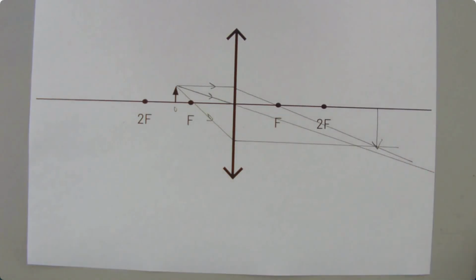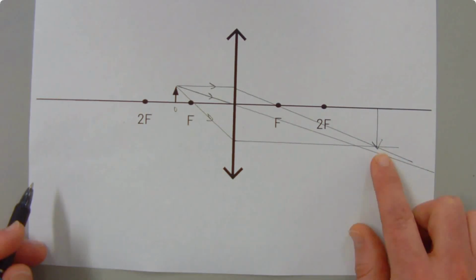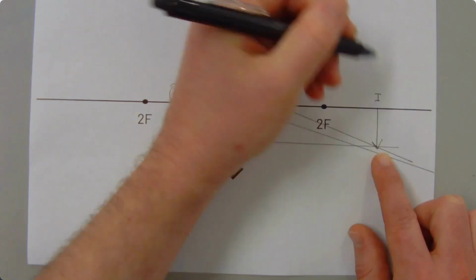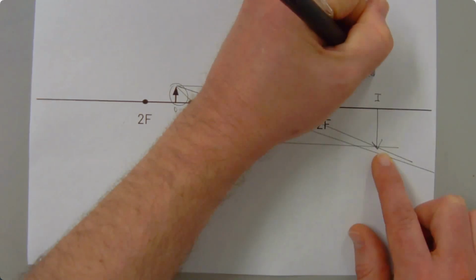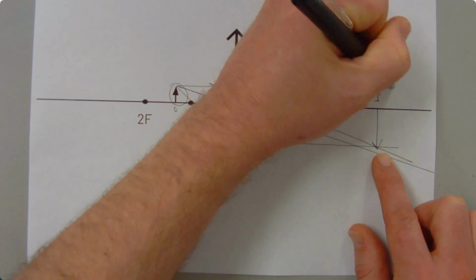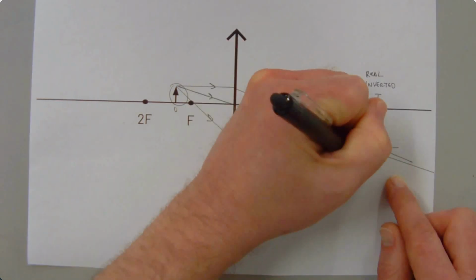So our image is inverted, and it's a real image because it is on the other side of the lens from the object. So here's our image. It's a real image, and it's inverted. And it's magnified.